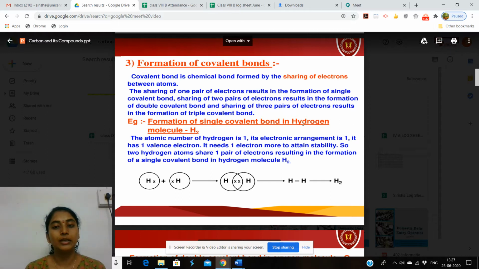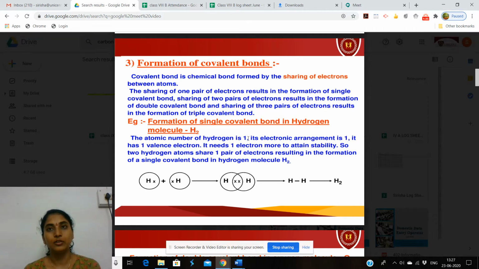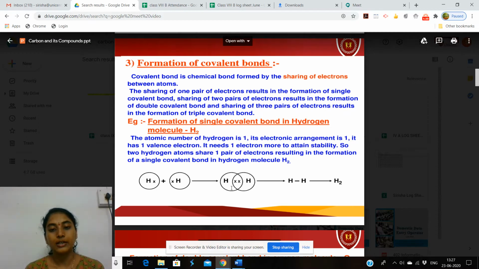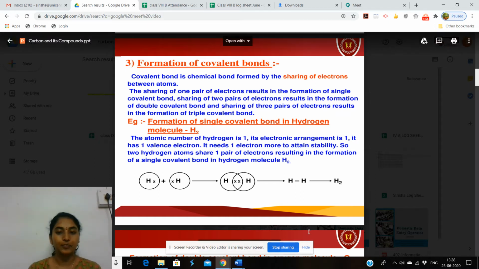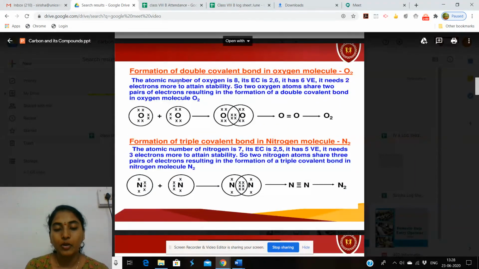Formation of a single covalent bond in the hydrogen molecule. The atomic number of hydrogen is 1 and its outermost shell has only one electron. So if you take one hydrogen, it contains one electron, and if you take one more hydrogen, it contains one electron. So these two electrons are shared. The covalent bond is formed when two electrons are shared with each other, resulting in the formation of a single covalent bond.